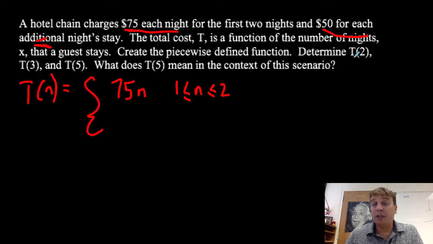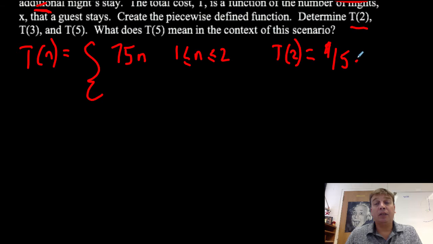So one of the questions here is to determine T of 2. The reason I'm pausing here is because I'm looking ahead to see what they're asking me, because I need to know what they're asking so I can go ahead and answer it. If I stay there 2 days, then it costs me $75 for the first day and $75 for the second day. It costs me $150 to stay.